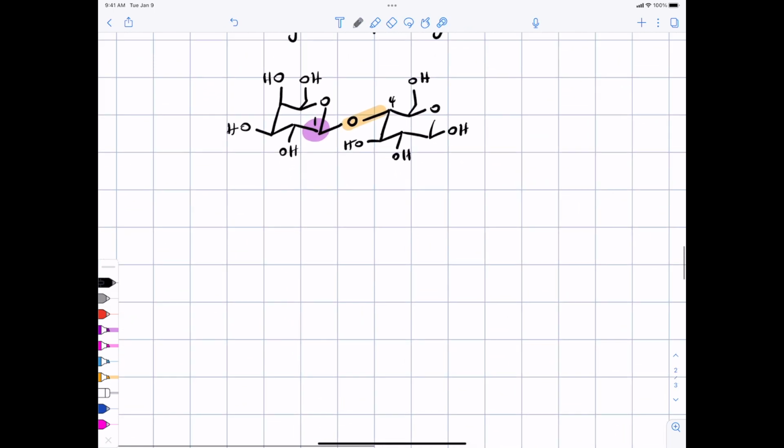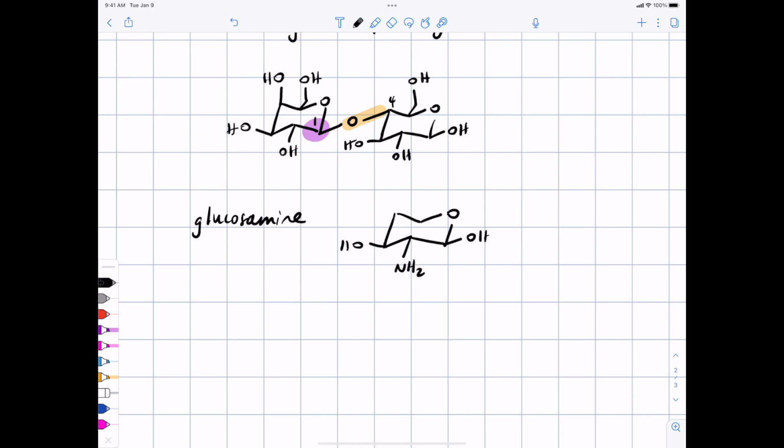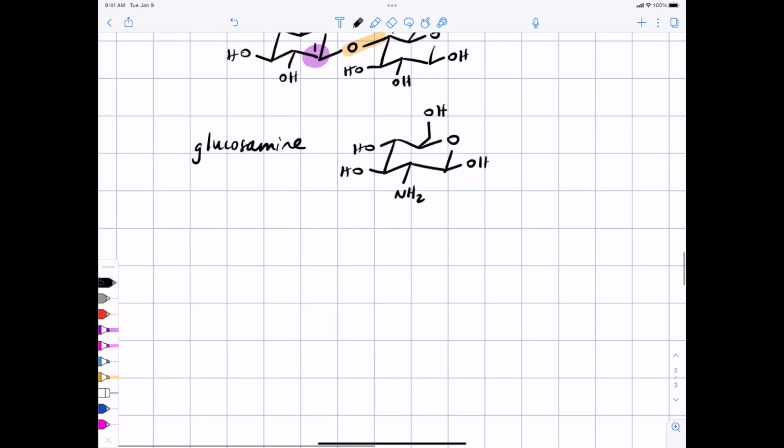I guess one last thing on our survey that I want you to be able to recognize, just because it'll show up in carbohydrates that you see, is something called glucosamine. This is replacement of the C2 hydroxy group with an amino group. And you don't need to know how this happens chemically or enzymatically, but you are going to see this carbohydrate in a number of different settings.